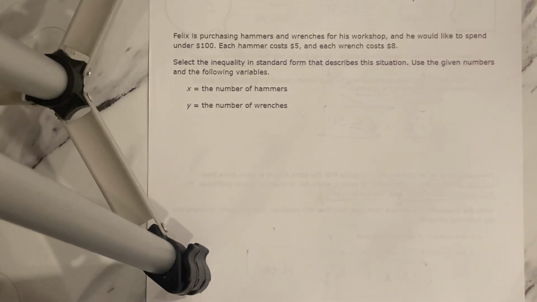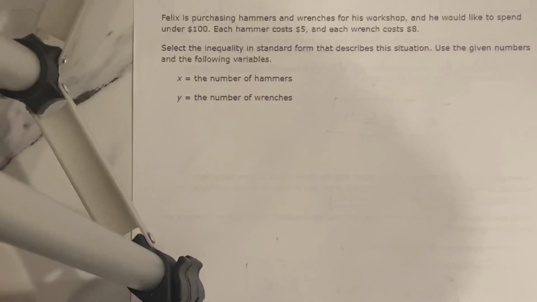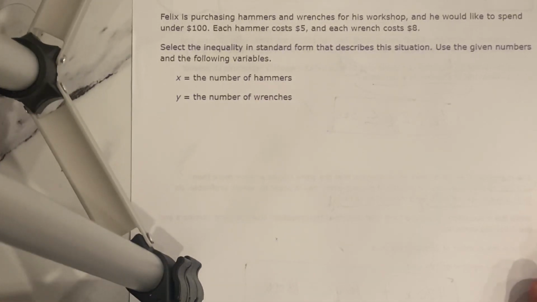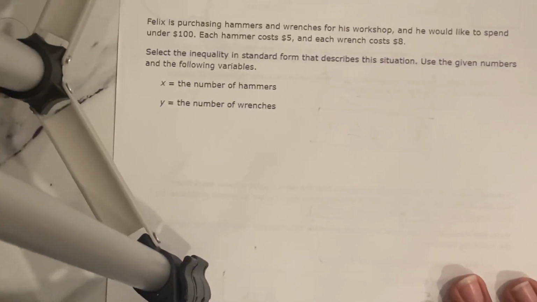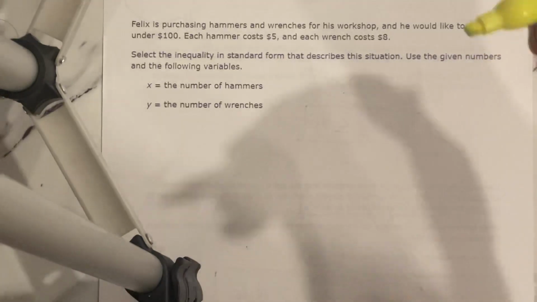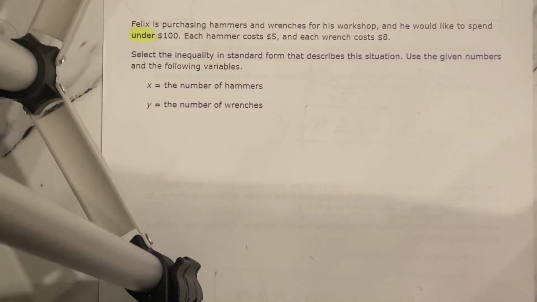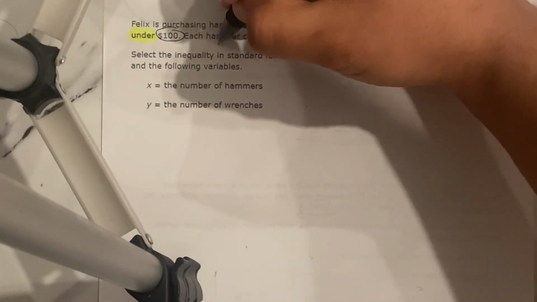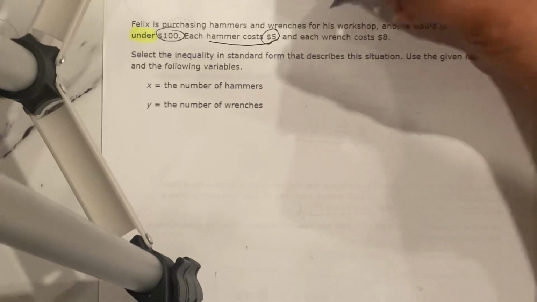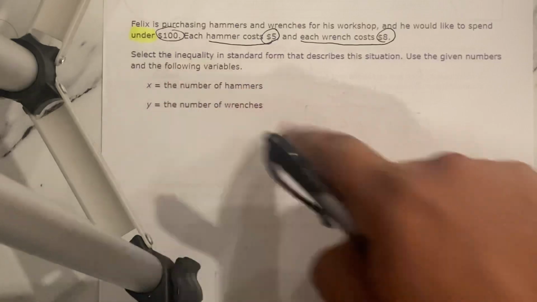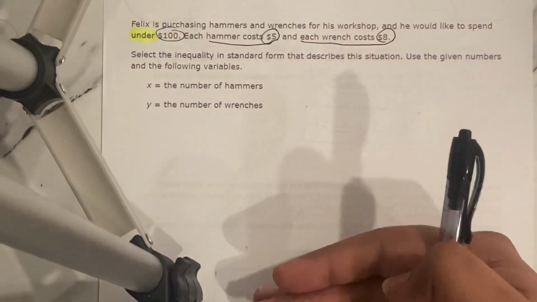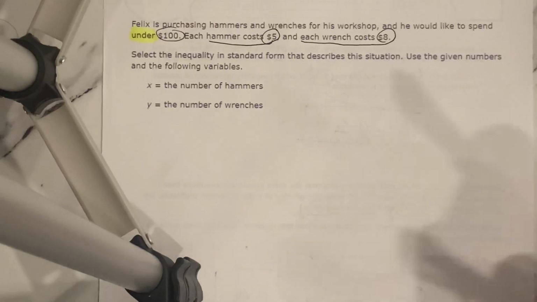Last problem, talking about Felix. Felix is purchasing hammers and wrenches for his workshop, and he would like to spend under $100. There's a key word, under. I'm gonna circle 100 because that's the big number. If each hammer costs $5 and each wrench costs $8, select the inequality. Of course, this was multiple choice. I erased it, but we get the point.